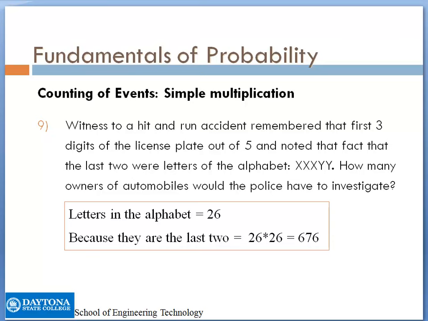Let's go and check the counting of events, and this is using a simple multiplication. A witness to a hit and run accident remembers the first 3 digits of a license plate out of 5, and noted that the last 2 were letters of the alphabet. So how many owners of cars will the police have to investigate? We know that the letters in the alphabet are 26. And because they are the last 2 that they remember were letters, we have 26 times 26. So they have to investigate 676 cars.